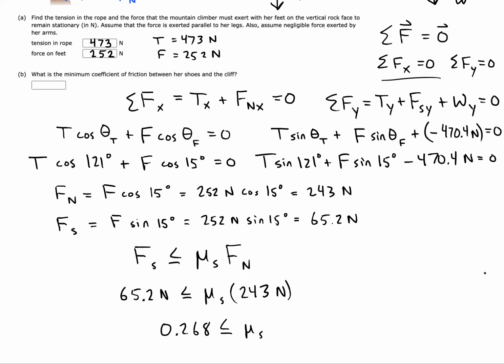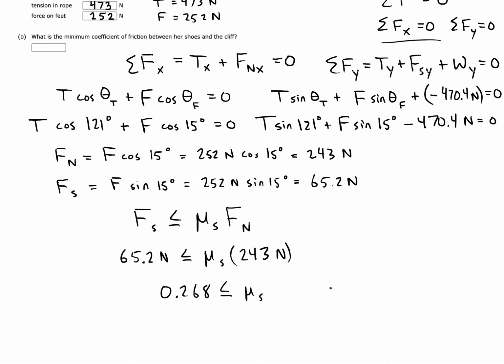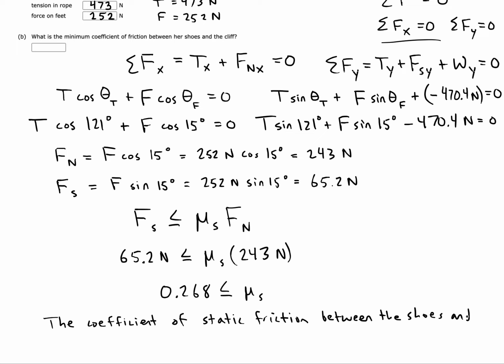And the interpretation of this inequality is that the coefficient of static friction between the shoes and the cliff has to be large enough. It must be at least 0.268.